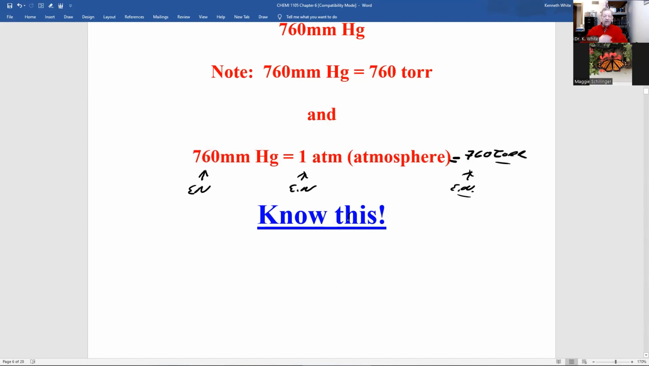Now, I have here, know this. In the past, students had to memorize this. But as I told you the first day of class, I've cut down the memorization. And for test 3, I will give you that.